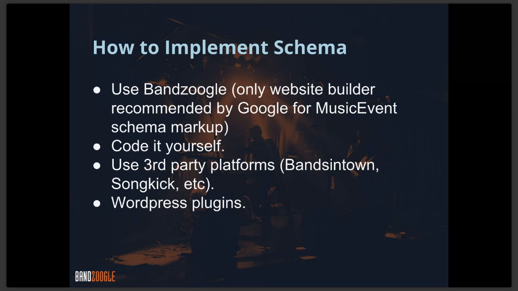There are other ways to do it, like you can code it yourself, which would probably be a nightmare unless you're a developer. You can use third-party platforms like Bands in Town, Songkick, things like that. Or if you use WordPress, there are plugins that Google lists. But with Bandzoogle, it's all built in. We publish some blog posts about how to set up your information on your site so that it'll show up. If you follow those, you don't even have to think about it.